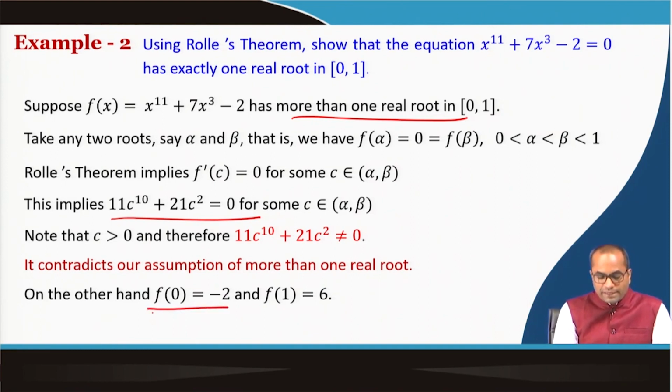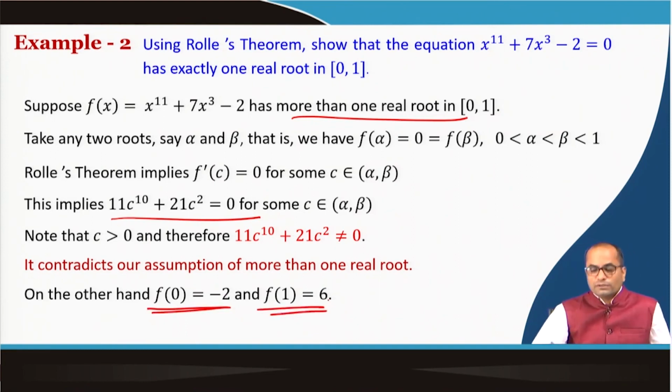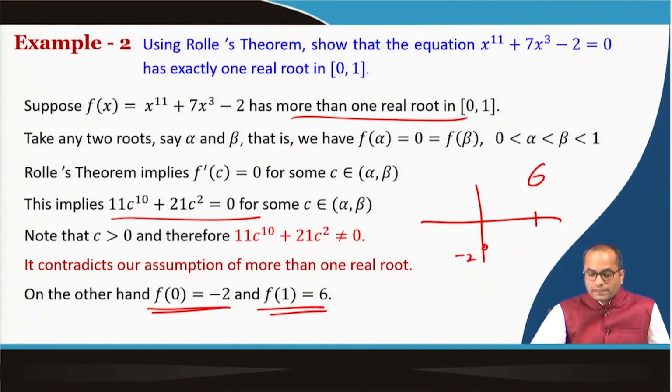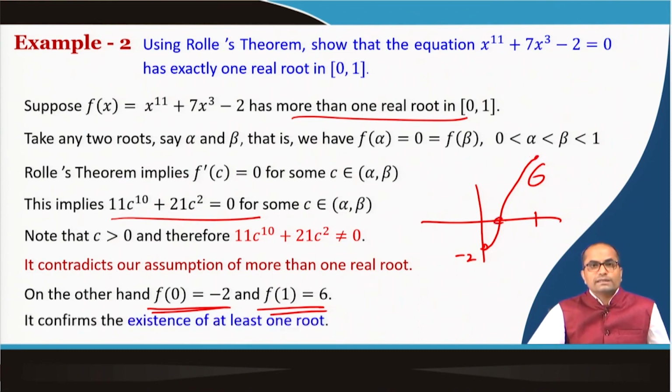Now we can easily see that f(0) is minus 2 and f(1) is 6. So, the function value at 0 is minus 2 and f(1) is 6, and the function is continuous. So, it will definitely pass through the x axis. So, that is the root basically. It confirms the existence of at least one root. So, one root is for sure there, which is coming from the intermediate value theorem, and what we observed is that it cannot have more than one real root. So, therefore, it has exactly one real root in this interval 0 to 1.